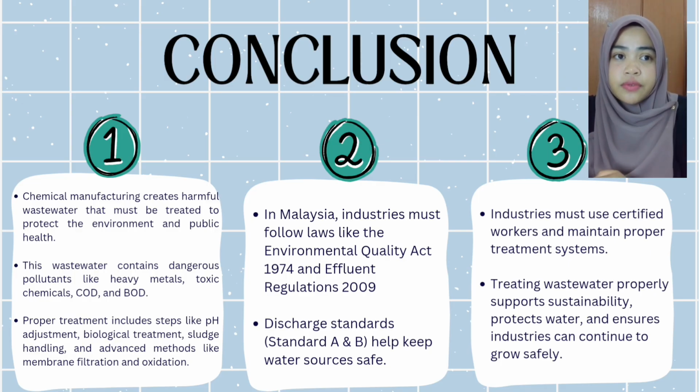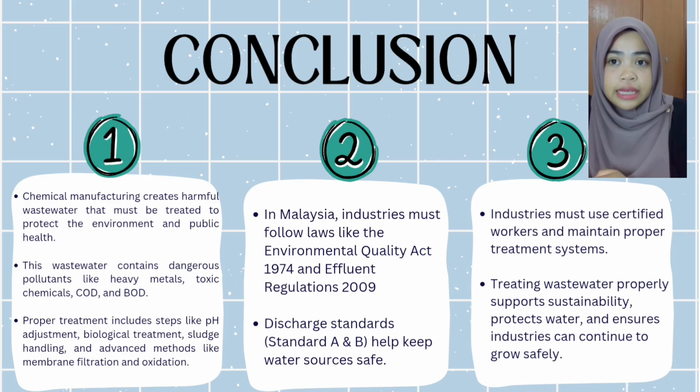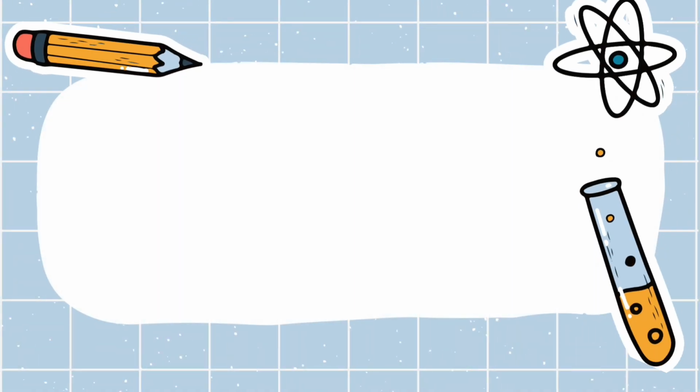Second, industry must follow laws like the EQA and related regulations. Discharge standards like Standard A and Standard B help keep water sources safe. The last one is industry must use certified workers and maintain proper treatment systems. Treating wastewater properly supports sustainability, protects water, and ensures industry can continue to grow safely.